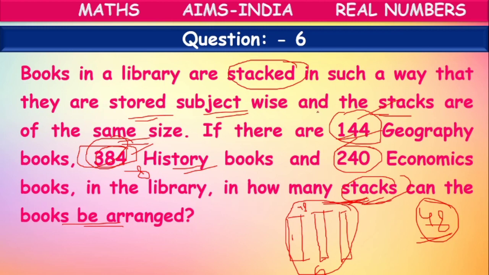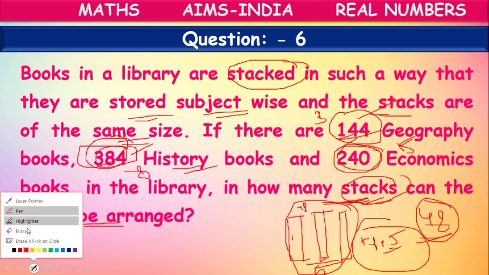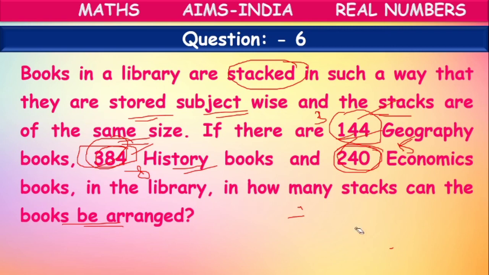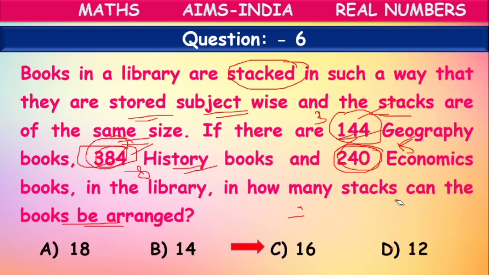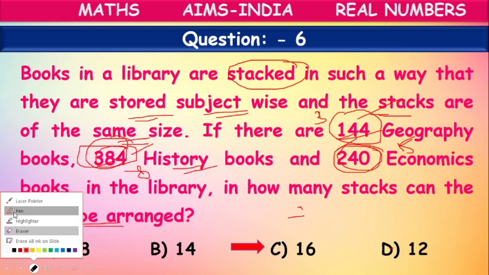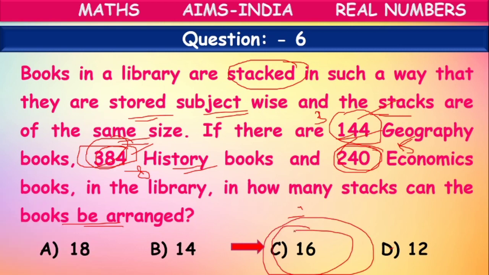Here geography 3 stacks, history 8 stacks, economics 240 books, means 240 divided by 48, we will get 5 stacks. So 3 plus 8 plus 5. Altogether how much? 3 plus 8, 11, 11 plus 5, 16. So we can arrange in 16 stacks, 16 lines, so that each stack will have 48 books.